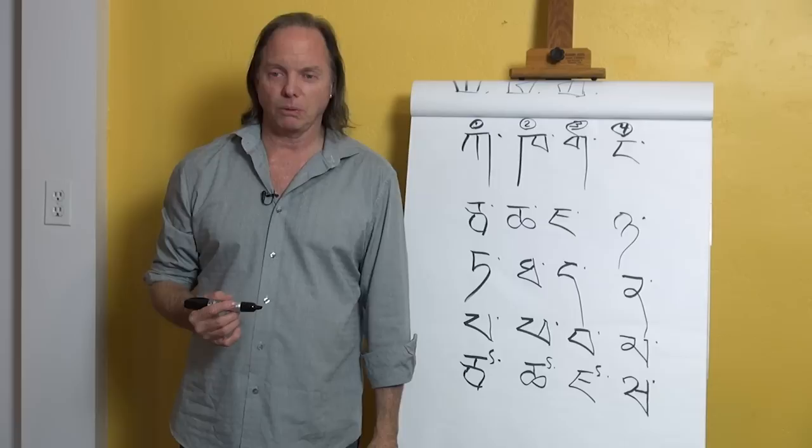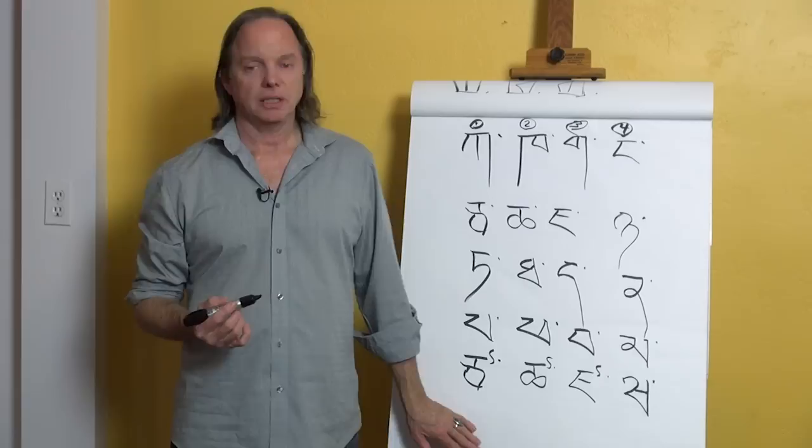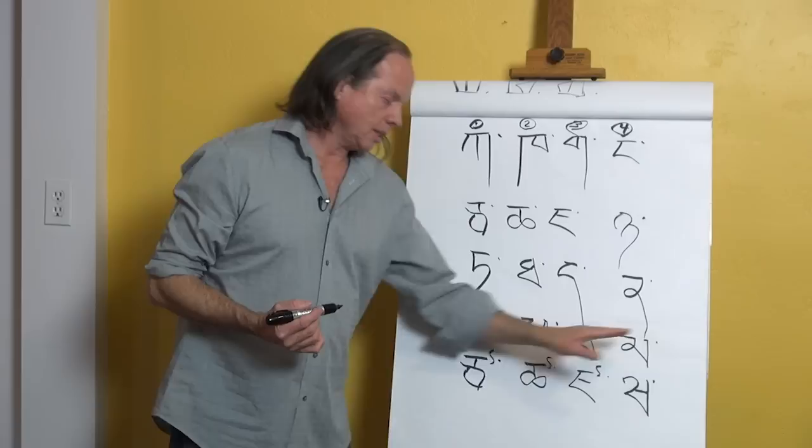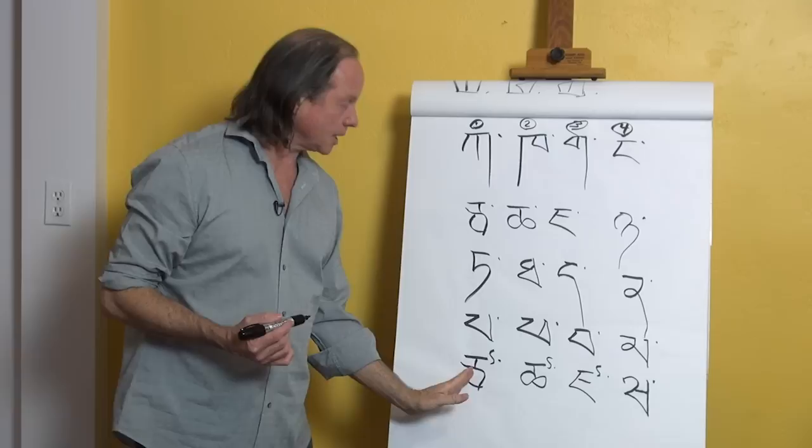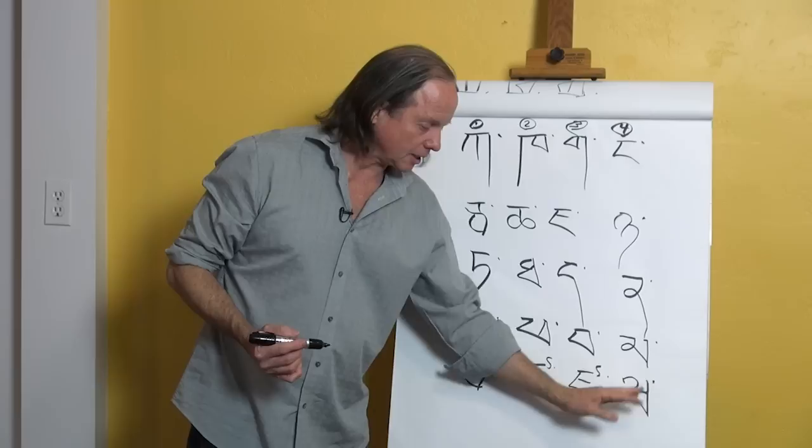So now we have finished 20 of the 30 Tibetan consonants. We've seen a pattern of guttural, palatal, dental, labial, and then the last row. And we've seen the pattern of high tone unaspirated, high tone aspirated, low tone aspirated, low tone nasal, except for this last letter.